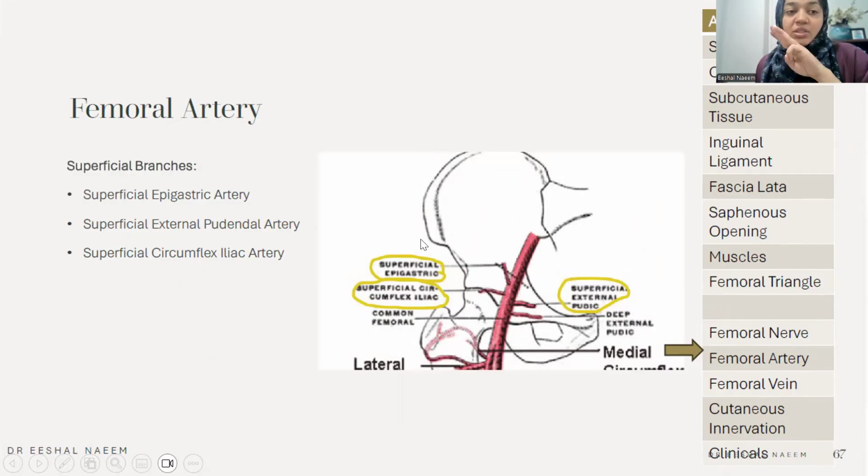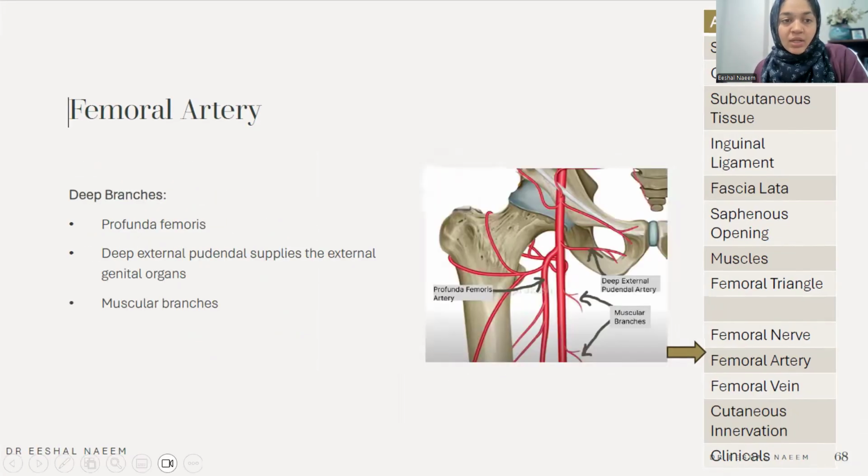These are the three superficial branches of the femoral artery: the superficial epigastric artery, the superficial external pudendal artery, and the superficial circumflex iliac artery. It also has some deep branches that include the profunda femoris artery, the deep external pudendal artery that supplies the genital organs, and then the muscular branches.